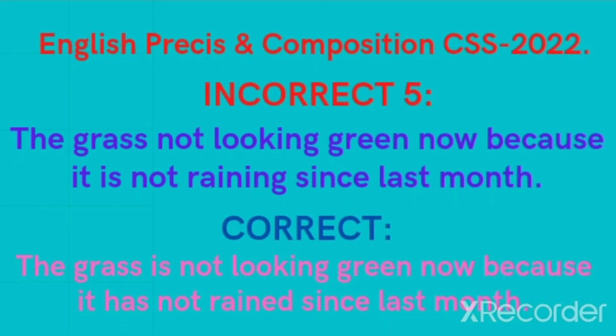Number 5, incorrect sentence: the grass not looking green now because it is not raining since last month. Explanation: in the sentence there are verb issues. In the first clause, we have to place is before not looking to make sense. And in the second clause, we have to put has not rained instead of is not raining. We know that we always use perfect or perfect continuous tenses with time phrases. Thus, the correct sentence is: the grass is not looking green now because it has not rained since last month.